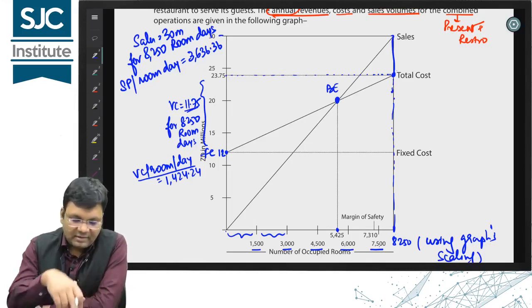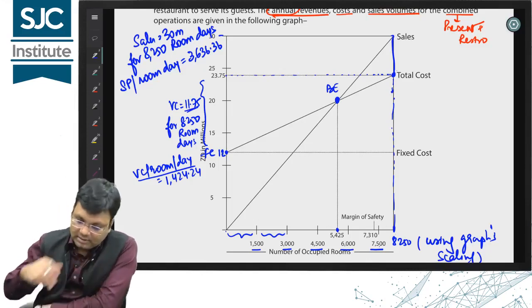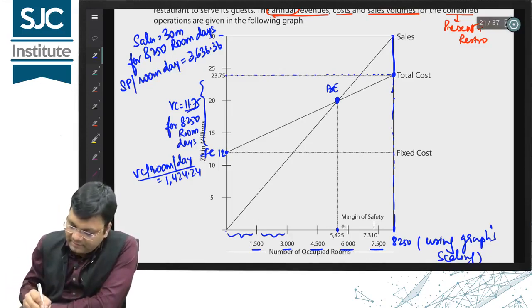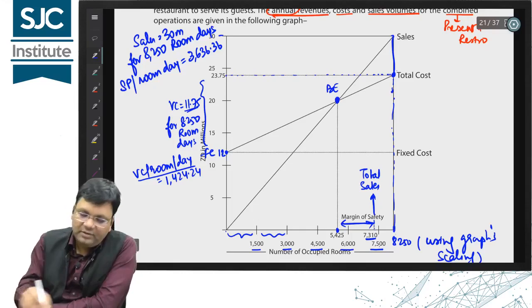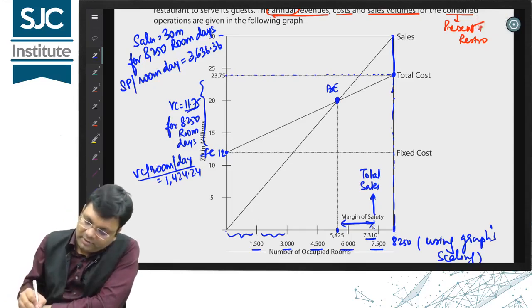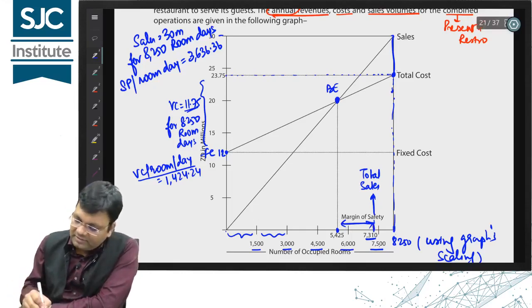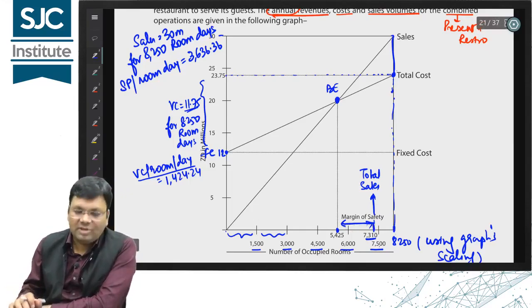Okay, so sales you have got, variable cost you have got. Now if you see this graph properly, they have given us break-even sales, and this is 7310, and here they are saying that this is margin of safety. If this is margin of safety, then this 7310 must be the present sales level, or the total sales level that you are expecting. So what is 8250? 8250 is just for giving you the structure of cost and revenue, but your sales will be 7310 because that's the margin of safety as per this chart.